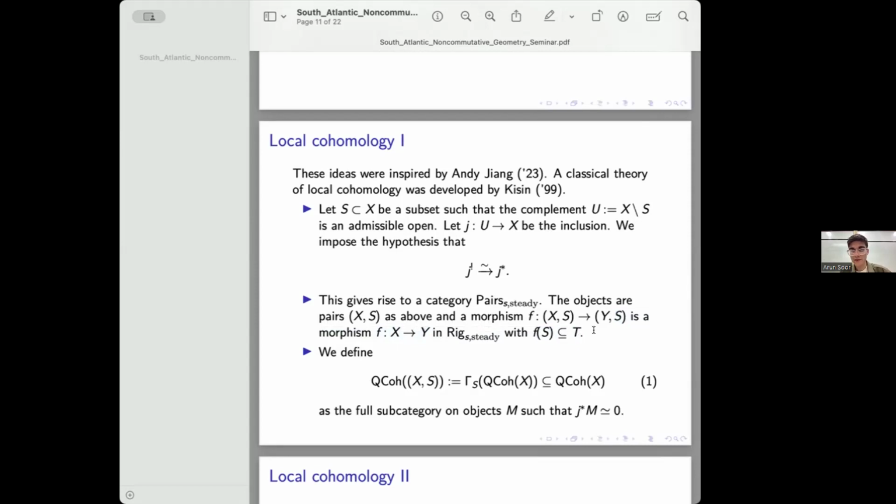What should the value of QCoh be on one of these pairs? We define the value to be Γ_S QCoh(X). So it's like the sheaves, the objects with support along S. By definition, that means it's the full subcategory of objects which become zero upon pullback to the complement. So that's the meaning of this category.